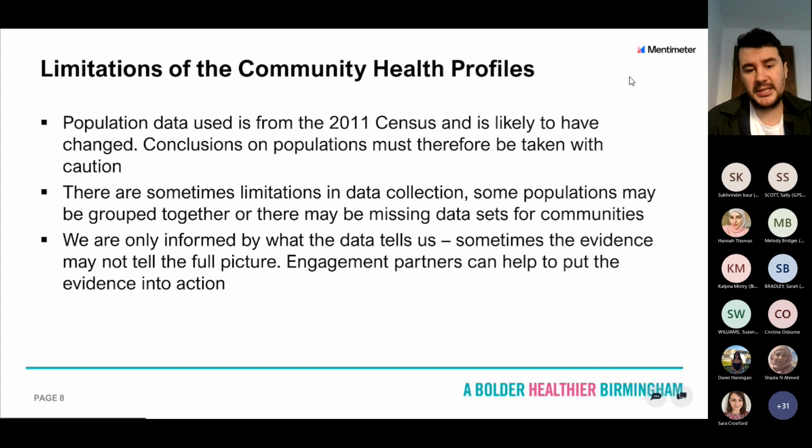There are also sometimes some limitations in data collections. Some populations, for example, may be grouped together. A really good example of that is the deaf and hearing loss profile. People who are born deaf or born with hearing loss are going to be very different to people who had normal hearing and became deaf or experienced hearing loss later on in their life. Sometimes studies just group everyone together, and sometimes that can be difficult to get accurate summaries because those people might have different life experiences. There also may be sometimes missing data sets for communities.